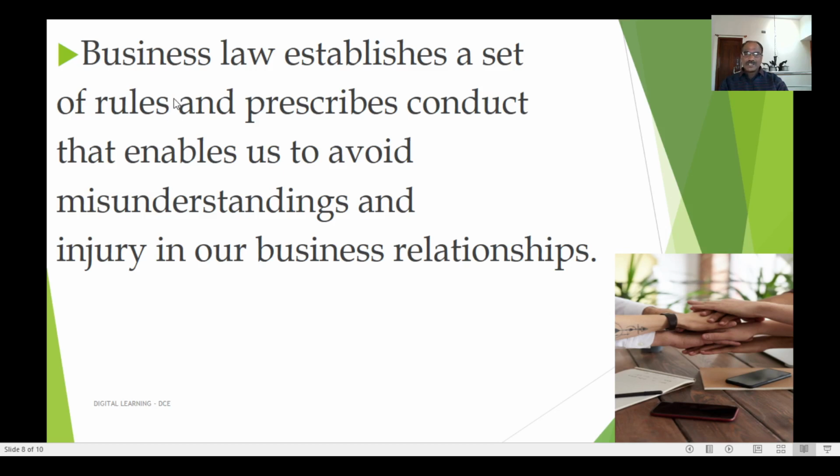and the Indian Partnership Act, not only the Negotiable Instruments Act, not only the Sale of Goods Act, but also the Partnership Act, and he should have the knowledge about the Indian Contract Act also. And it is very, very important for the businessman to have the knowledge about the Indian Contract Act of 1872.